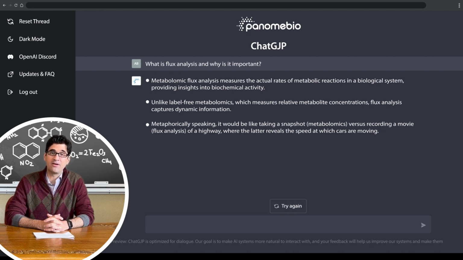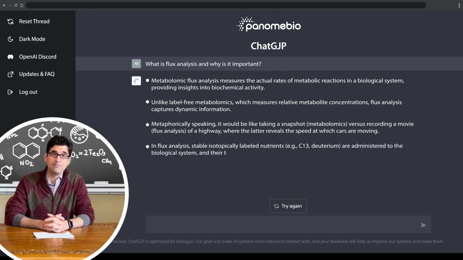These aren't radioactive isotopes, so the paperwork and the safety isn't as much of a concern as it would be if it was radioactive. These are stable isotopes, so very safe. And you can administer these to cells, you can administer them to model organisms, plants, and even patients. A lot of experiments have administered these to patients. And so these nutrients are labeled with stable isotopes, so these would be things like C13, deuterium, N15.